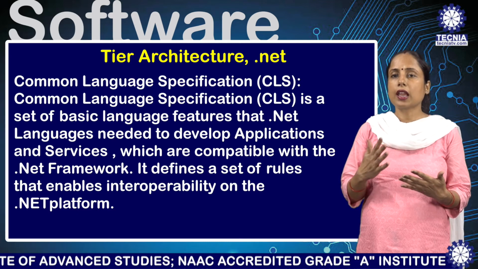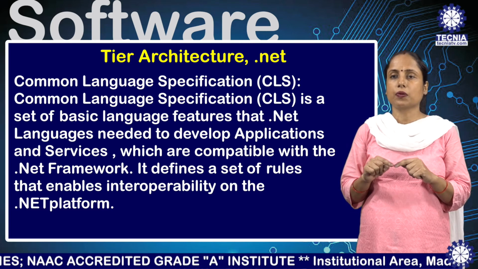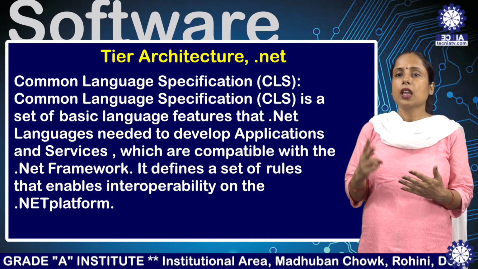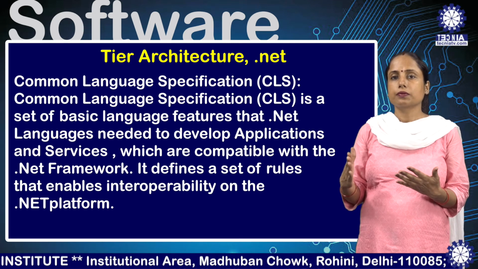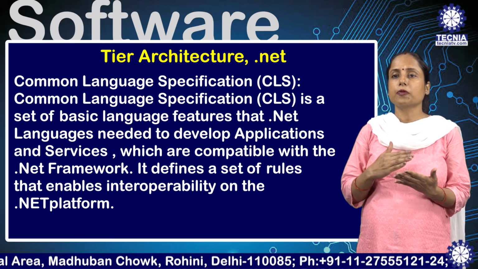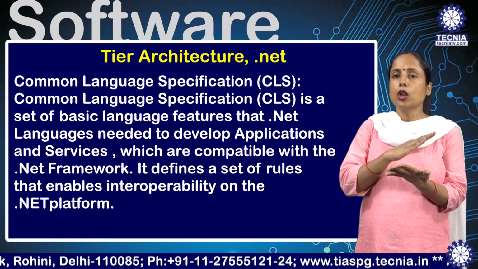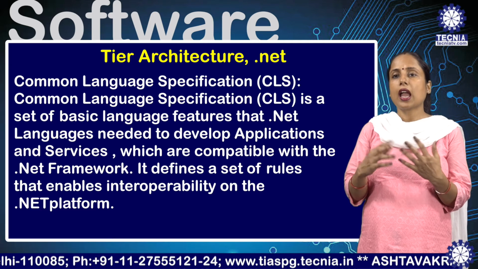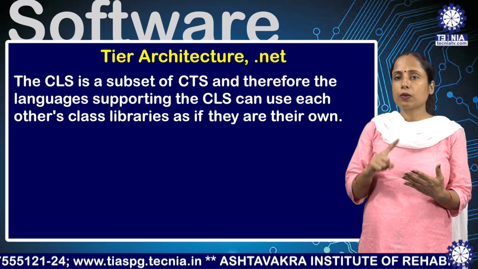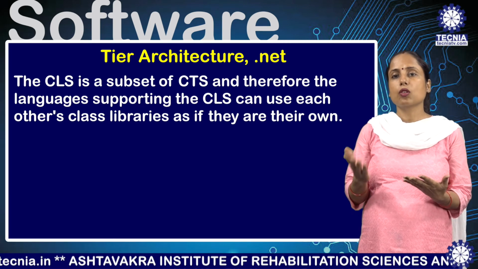Next is Common Language Specification. The Common Language Specification is a set of basic language features that .NET languages need to develop applications and services. These are compatible with the .NET framework. It defines a set of rules that enables interoperability on the .NET platform. Interoperability means conversion of a program written in one language to another language without much effort. The CLS is a subset of CTS, and therefore the languages supporting the CLS can use each other's class library as if they were their own.